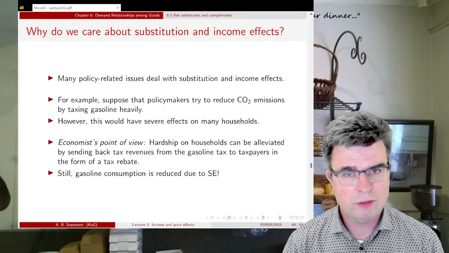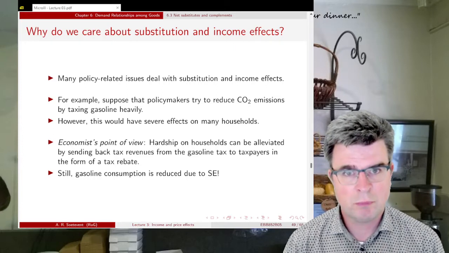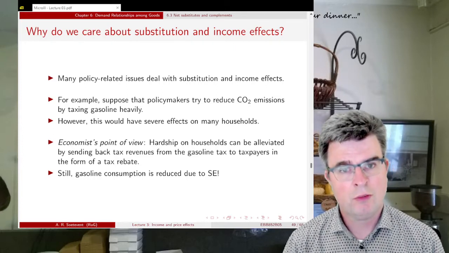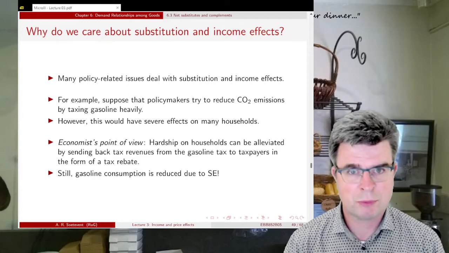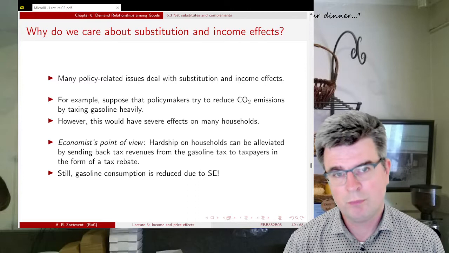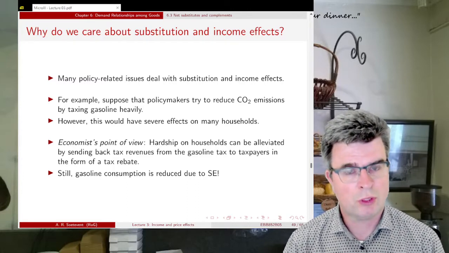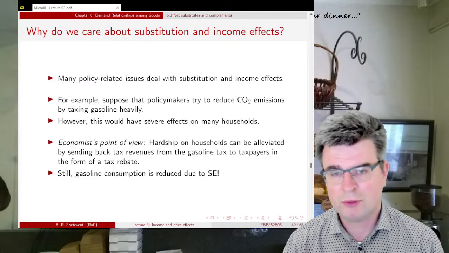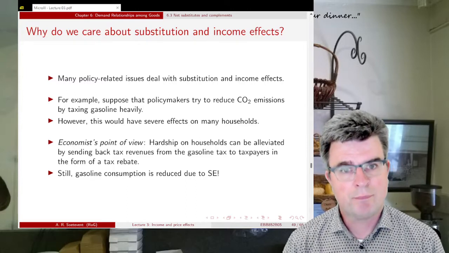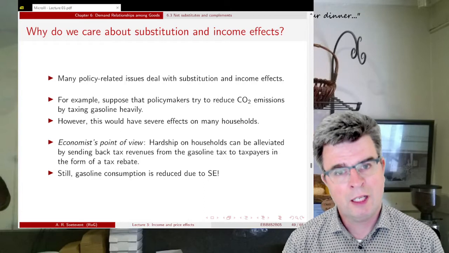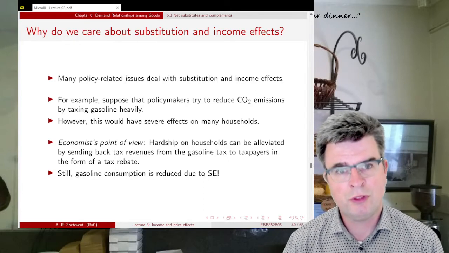Did nothing change? Well, one thing did change because of the fuel tax. Fuel has become relatively more expensive. Consumers will have substituted away from using fuel. For example, they start to take public transport more often, or they drive their car less but take a bicycle. So the gas consumption has been reduced due to the substitution effect, and consumers are not worse off than before.